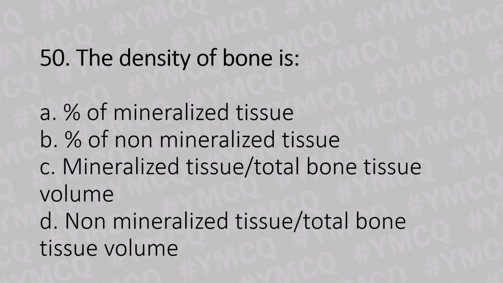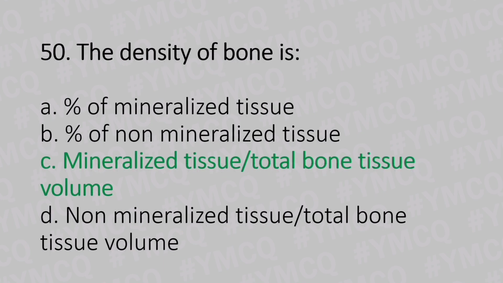Moving to our 50th question, the density of bone is option A, percentage of mineralized tissue. Option B, percentage of non-mineralized tissue. Option C, mineralized tissue over total bone tissue volume. Option D, non-mineralized tissue over total bone tissue volume. And the answer is option C, mineralized tissue over total bone tissue volume.